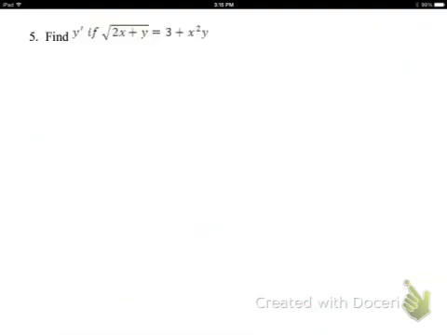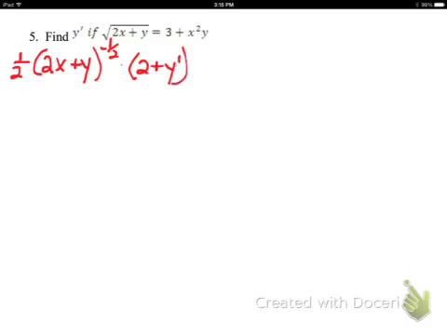Okay, next one. Go ahead and pause it again. You can try all these. You think you got it down, okay? So here we go. Square root is the outside function, so I'm going to have 1/2 (2x plus y) to the negative 1/2 times derivative of inside, which would be 2 plus y prime. Okay, derivative of 2x is 2, derivative of y is y prime.